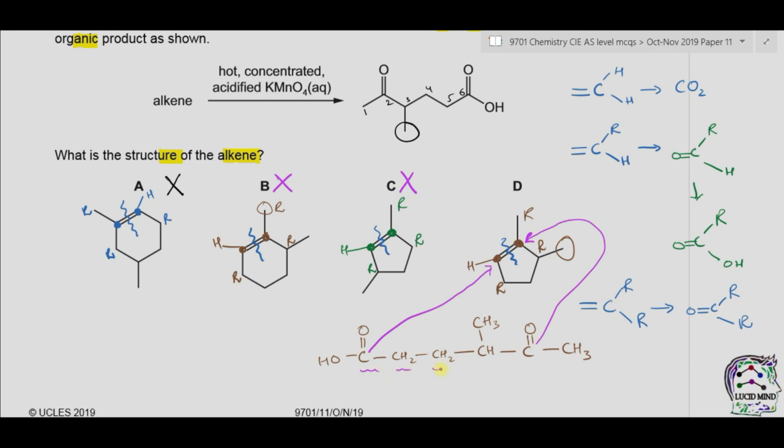In the long chain we have 6 carbon atoms, and on second carbon we have ketone functional group, which is correct. On third carbon we have methyl, which is correct. And on 6th carbon atom we have carboxylic acid functional group, which is also correct. The answer is therefore D.